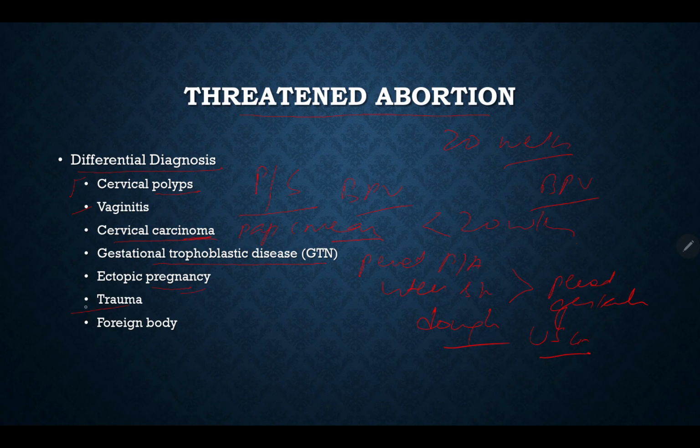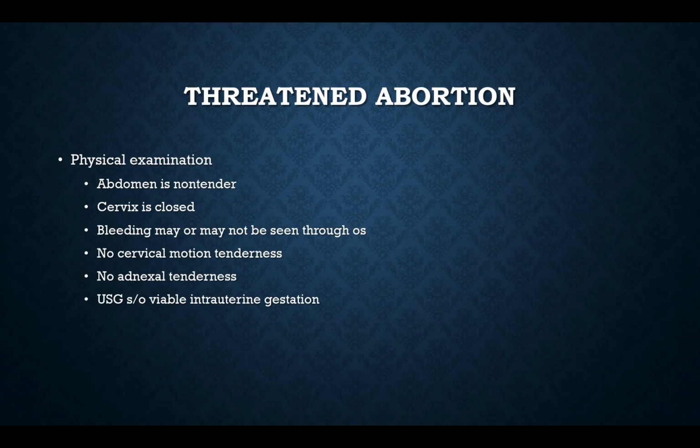Any trauma, so there is a history of trauma. Such trauma could be the act of coitus also. So you have to ask this in detail. And any foreign body insertion could also result in bleeding in early pregnancy. So these are the differential diagnoses you are not going to miss.